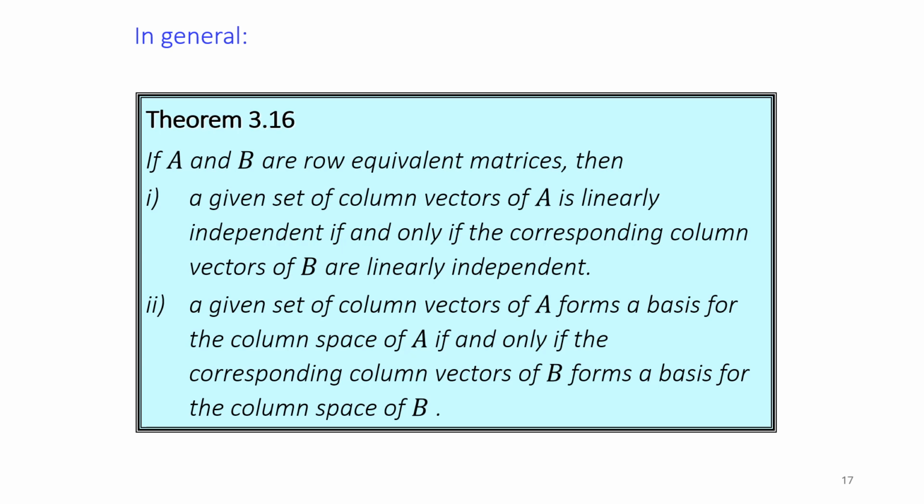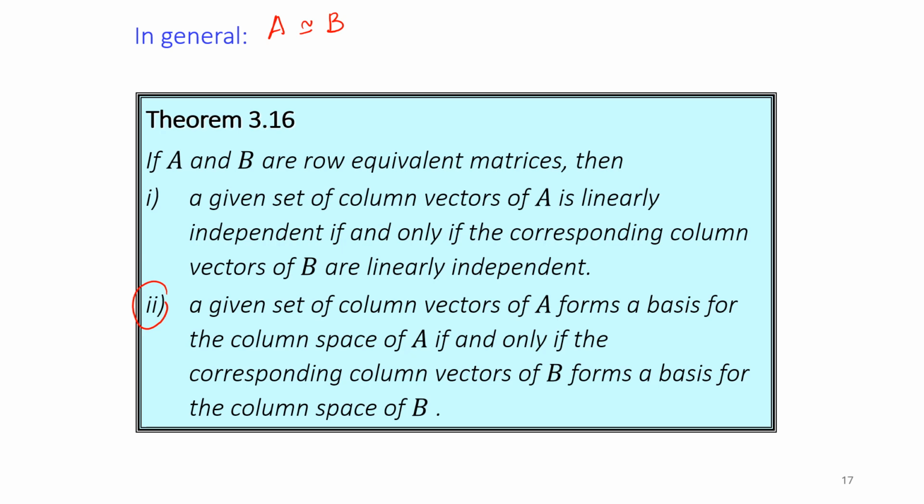The previous theorem only tells us how to get a basis for column space and row space for a matrix that is already in row echelon form. So we might question how to get a basis for the column space or row space whenever the matrix is not in row echelon form. Theorem 3.16, the second part, might help us. It states that whenever A and B are row equivalent matrices, if we know a basis for the column space of A, we may also compute a basis for the column space of B.